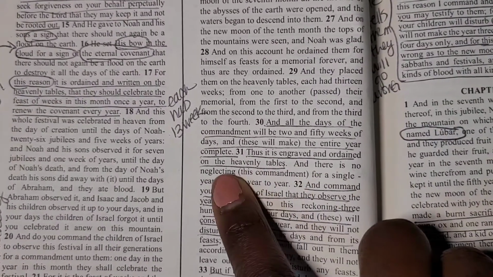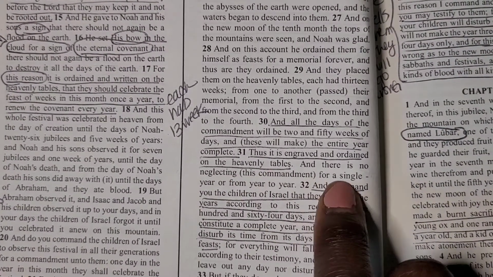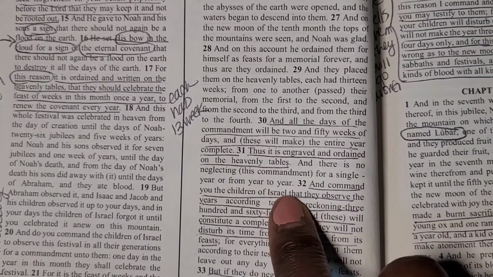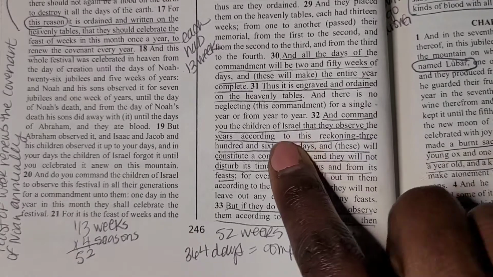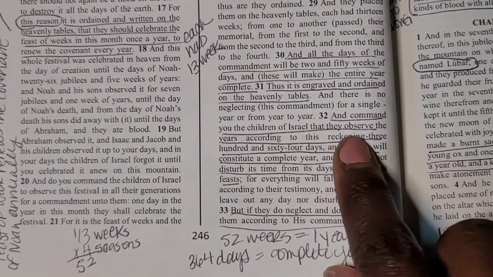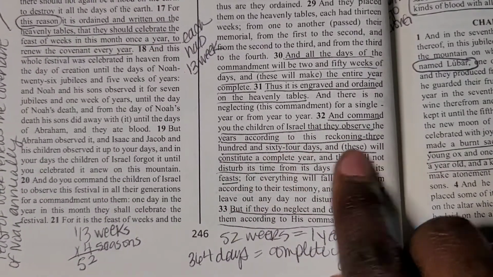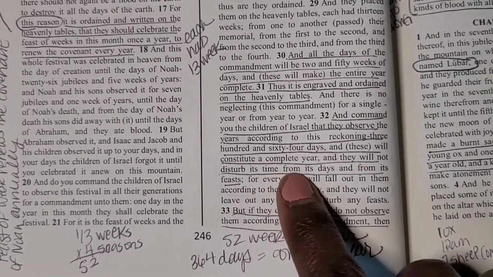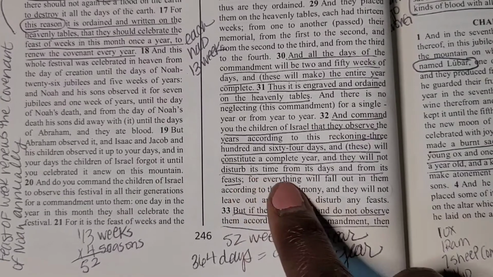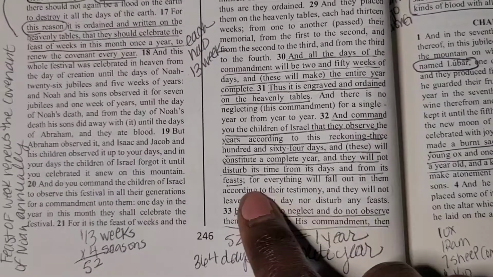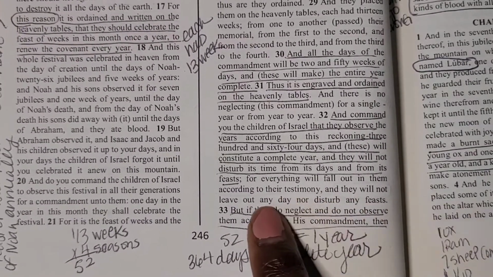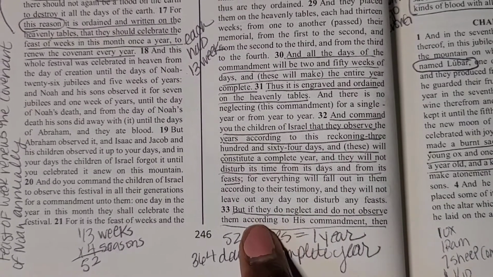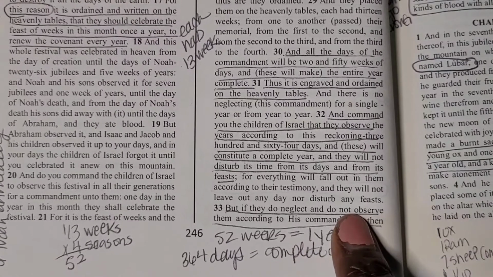Thus it is engraved and ordained on the heavenly tables, and there is no neglecting this commandment for a single year, or from year to year. And command you, the children of Israel, that they observe the years according to this reckoning, 364 days. And these will constitute a complete year, and they will not disturb its time from its days and from its feasts. For everything will fall out in them according to their testimony, and they will not leave out any day nor disturb any festival or any feast.